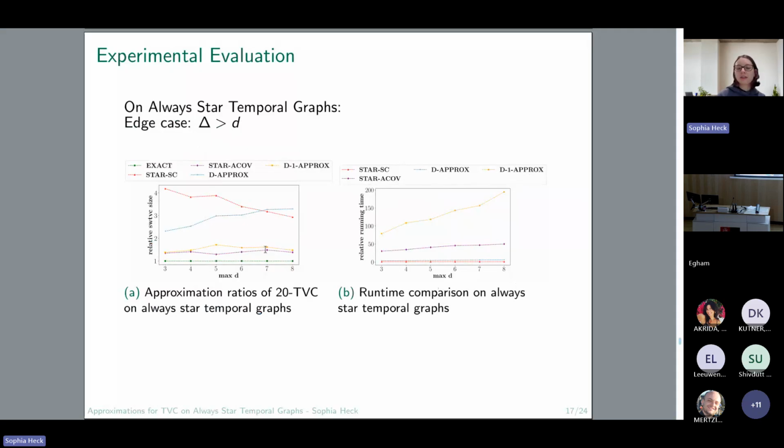So what we can see here is that the star cover algorithm is still the one to produce the smallest size, except for the green one, which is the exact solution, while taking still much less time than the D-1 approximation. This is, in terms of intuition, quite clear because we use this additional intel that if we select one appearance, we will always choose the star center, while, for example, the D-1 approximation can always also choose some of the not star centers in the solution.